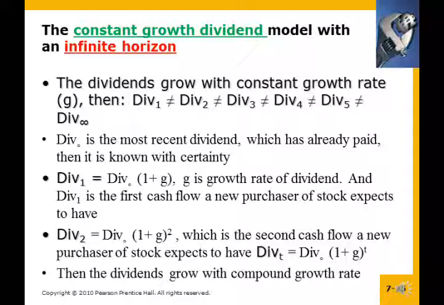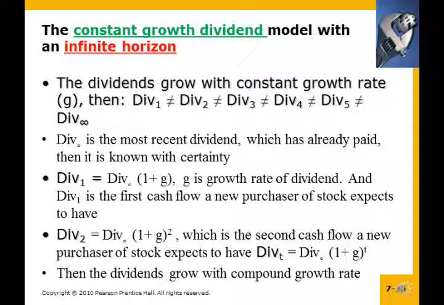Dividend 2 is equal to dividend note times 1 plus G to the power 2. This can remind you of the compound interest rate in time value of money. So here the growth rate is a compound growth rate, not a simple growth rate. So again, dividend 2 equals dividend note times 1 plus G to the power 2.